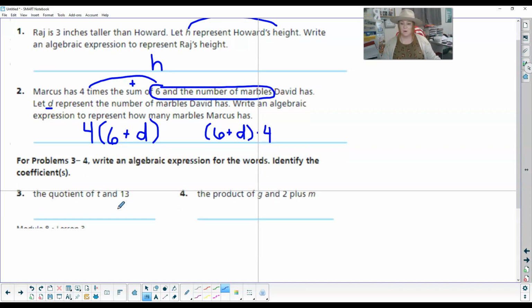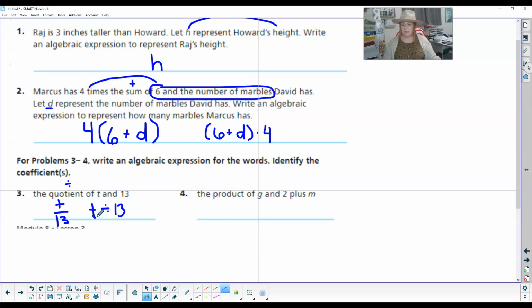Okay, so for 3 and 4, we are going to write these out as what they mean. So write the algebraic expression and find any coefficients that they have. So quotient means to divide. T divided by 13. So here we have T over 13, or we could do T divided by 13.